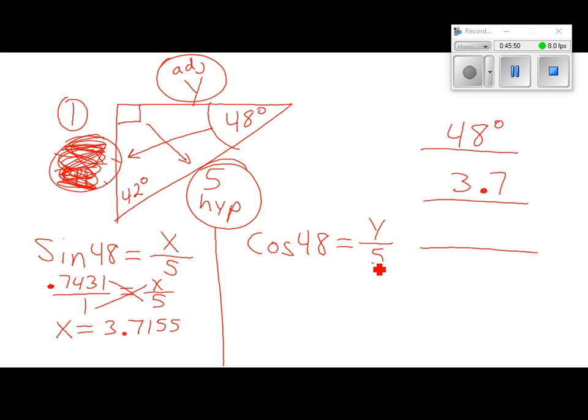That's our equation. Now, next thing, we grab our calculator, find the cosine of 48, 0.6691. Anybody else get that? That equals Y over 5, right? Put a 1 underneath that. Cross multiply, what's 1 times Y? Y. Cross multiply this way, what's 5 times 0.6691? 3.34. We're gonna round that off to what?